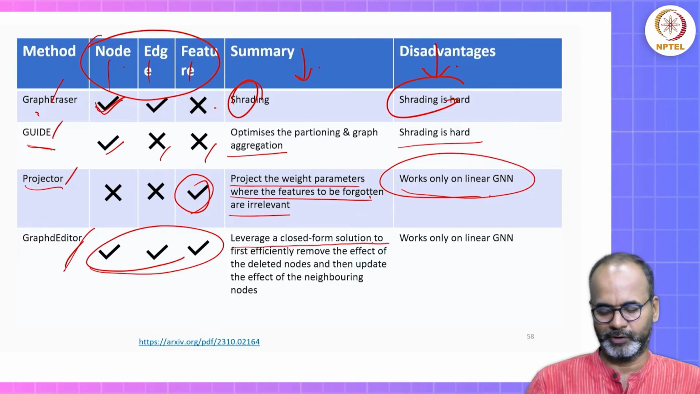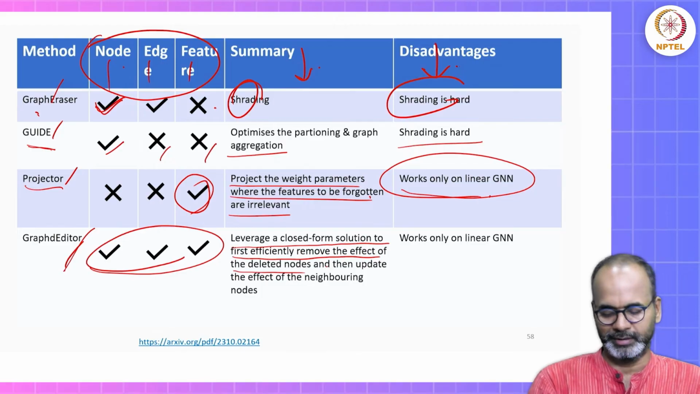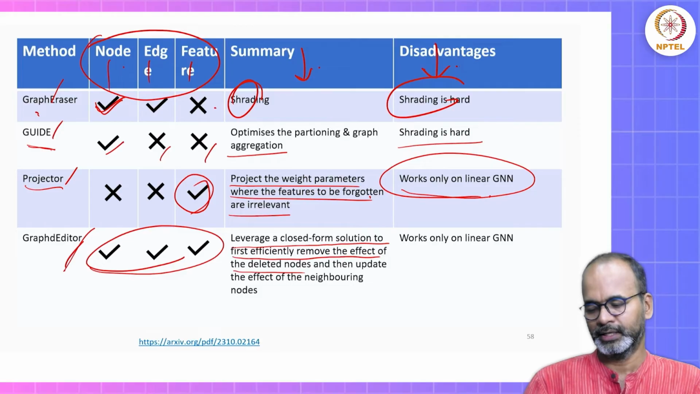It leverages a closed form solution to first efficiently remove the effect of deleted nodes, and then update the effect of the neighboring nodes, right? So first it does the node and then it does the neighboring node.